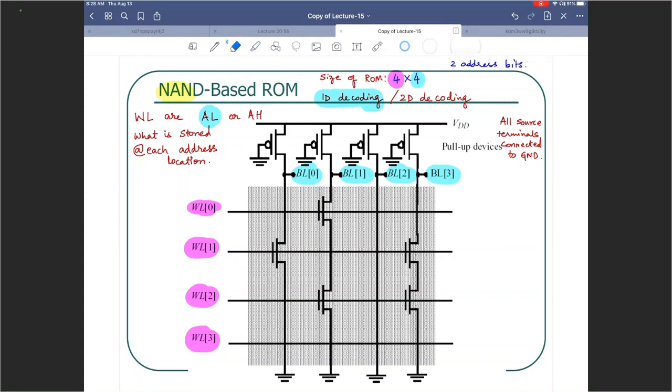Another difference is, not all the source terminals are connected to ground. As you can see, the MOS transistors are connected in series, just the way they are in a NAND logic gate. So I can't say that the source terminals are connected to ground.